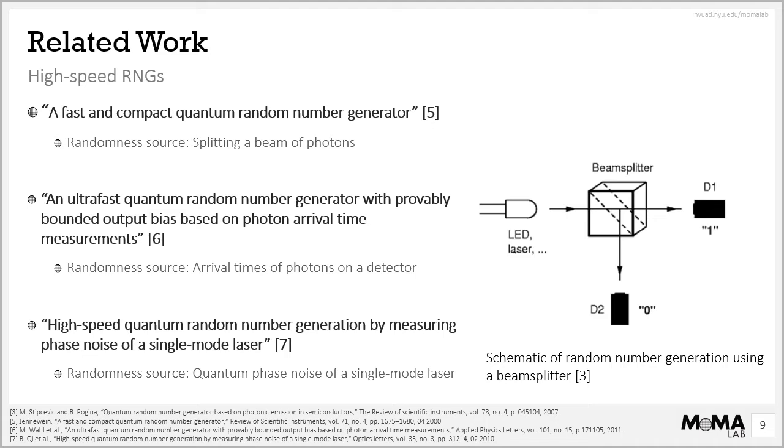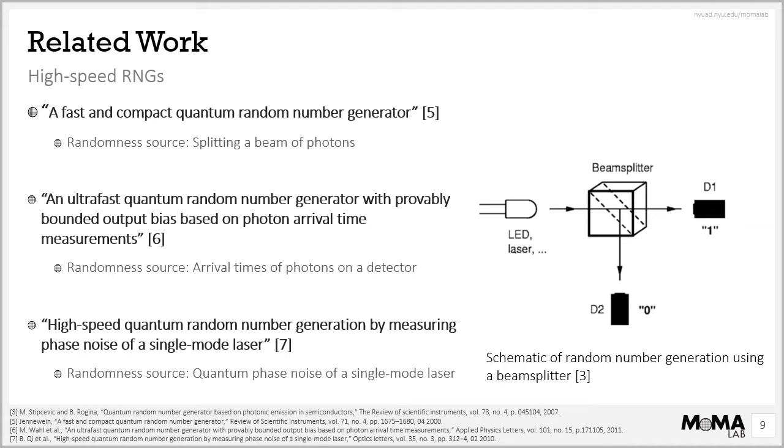So regarding high-speed RNGs, one of the most frequently used solutions is the use of a beam splitter. This component is capable of changing the direction of moving photons in a vertical or horizontal manner, and therefore it creates two random outcomes. The first work that we describe here utilizes this method and manages to reach RNG speeds that exceed 100 megabits per second.